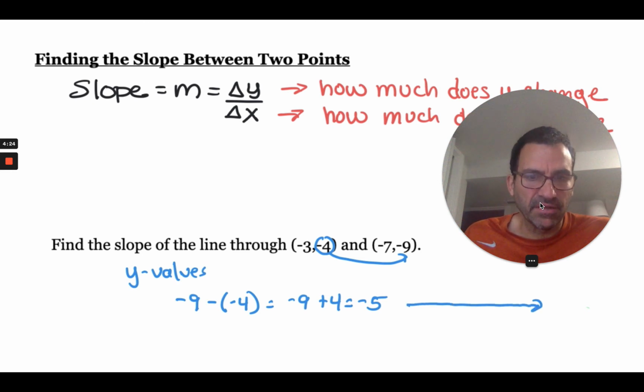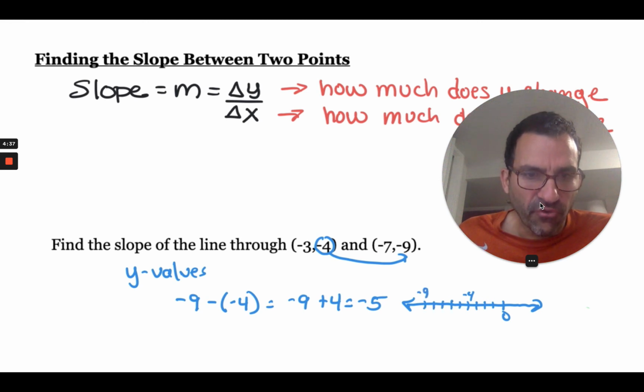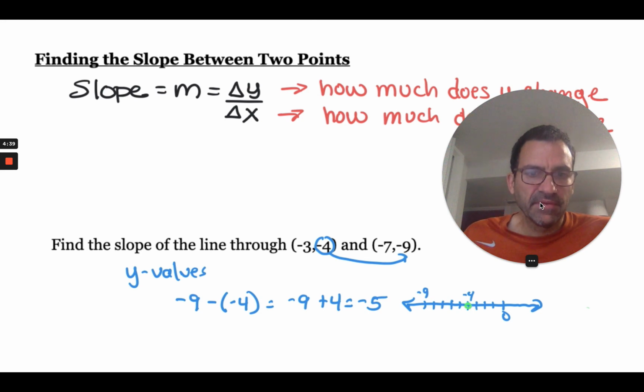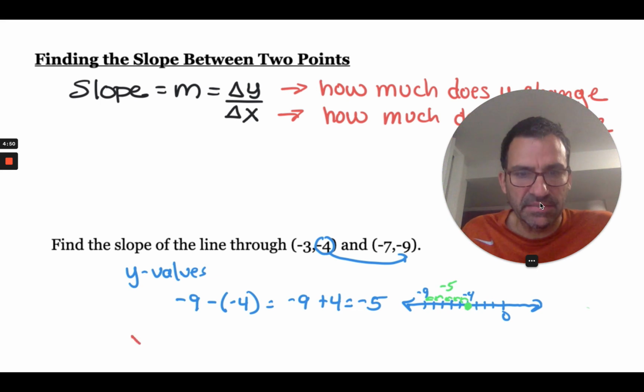And I can show that on the number line again. So I'll put down my 0. I'll plot both a negative 4 and a negative 9. We start at negative 4 on the number line, and it looks like we're going to go left. How many places? Down 1, down 2, down 3, down 4, down 5. Go down 5 units. So in this case, my change of y is negative 5. For the x values, you're going from negative 3 to negative 7.